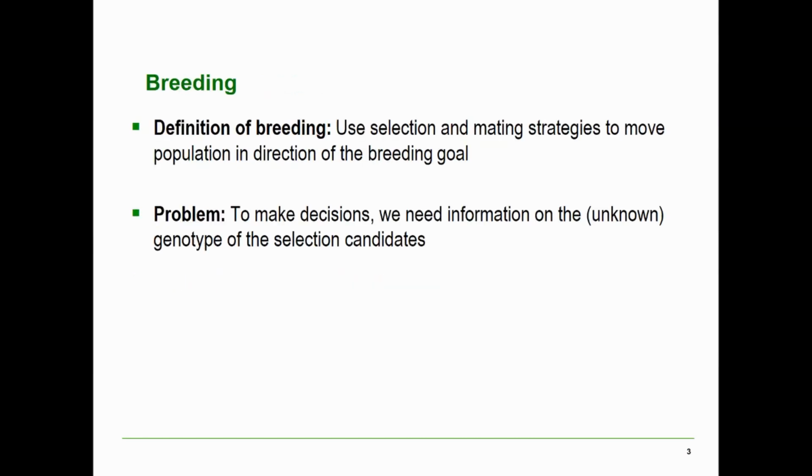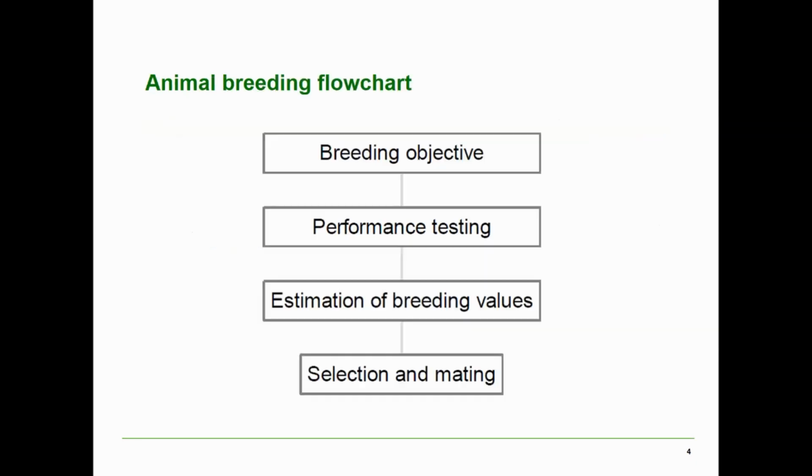If we want to define it, we can say that this is the use and selection of mating strategies and various other approaches involving the population that we want to direct to some kind of breeding goal. The problem, however, is that we need to take decisions, and we need information that is often unknown, to select the candidates that are best suited for our purposes.